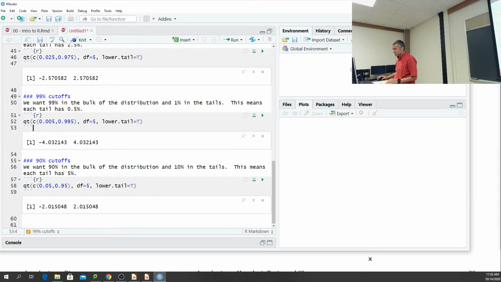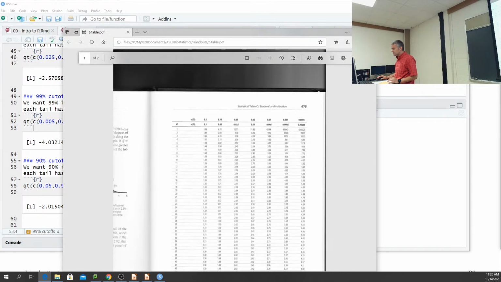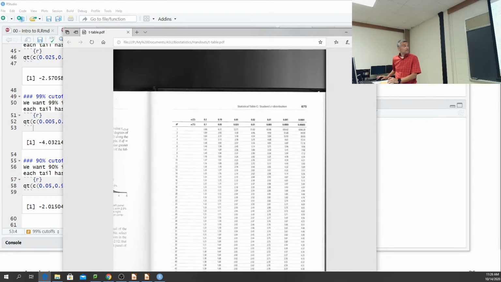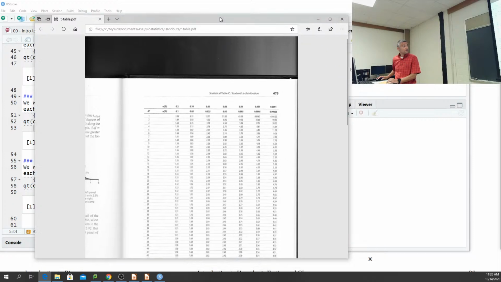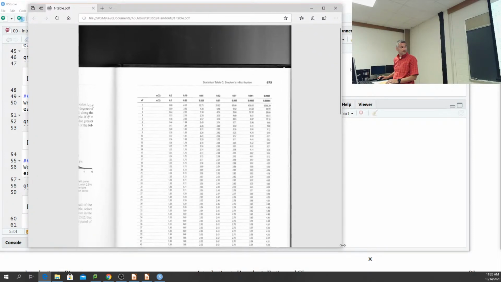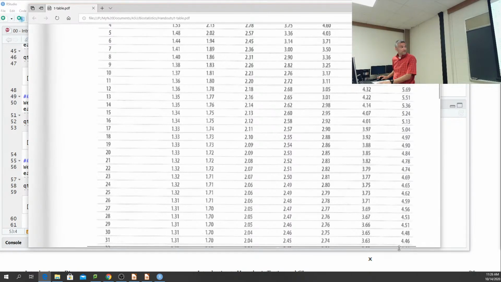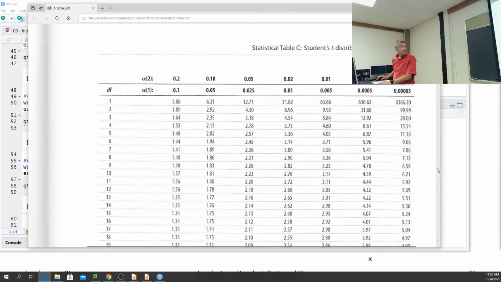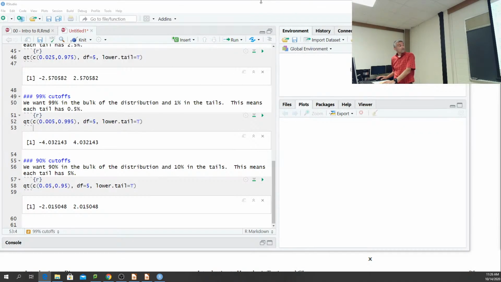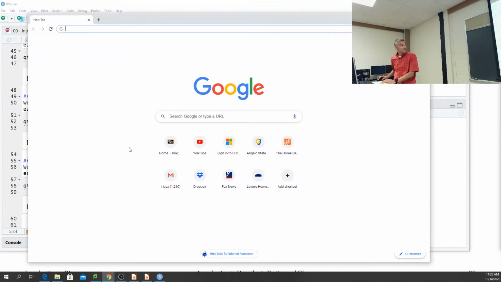We can also use a table. On Blackboard, I have a t-table that's posted. I believe it's this one. I should probably check it. Students' t distribution. Actually, I think that's what we're going to do. Let me move that over. We are going to check it real quick.